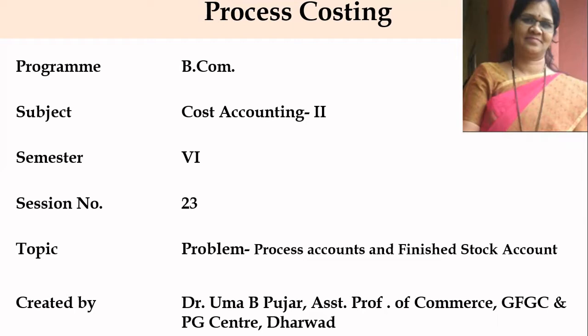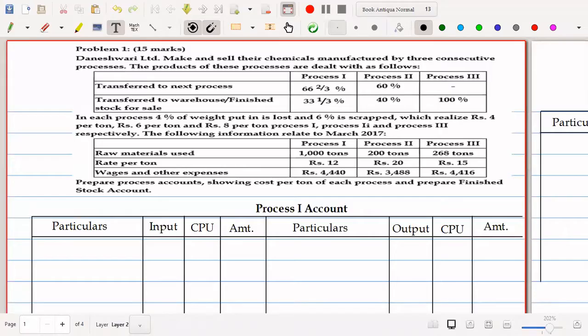Let me open my journal. Yes, students, let's read out the problem first. Daneshwari Limited make and sell their chemical manufactured by three consecutive processes. The products of these processes are dealt with as follows. So there are three processes, process 1, process 2 and process 3.